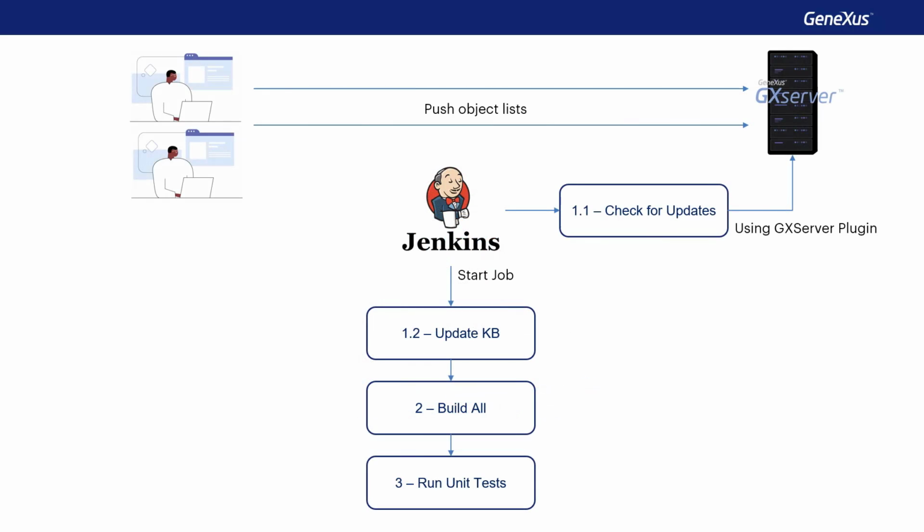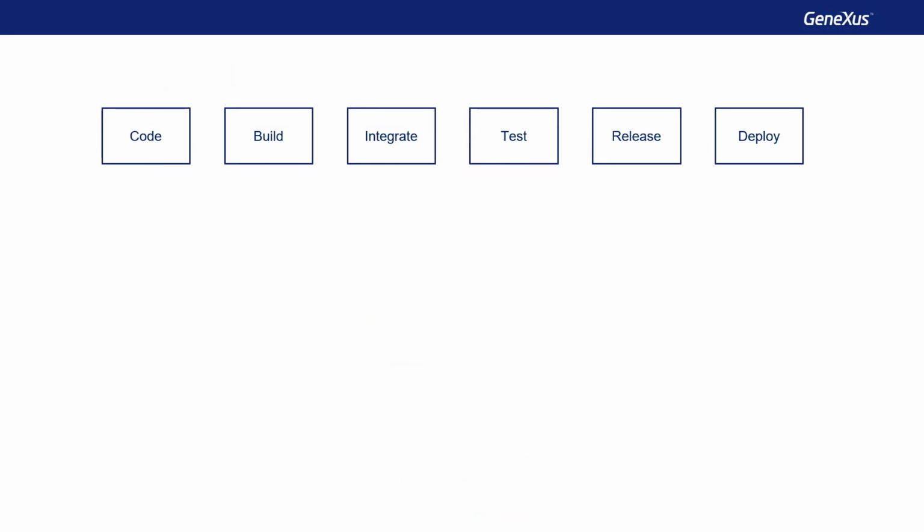For each commit by a developer, at least the following automatic processes will be carried out: update of KB, build all, and execute tests. When everything goes well, the build is successful, and we may move on. Otherwise, the process must be stopped to solve the conflict encountered. These steps make up the lifecycle in an application.